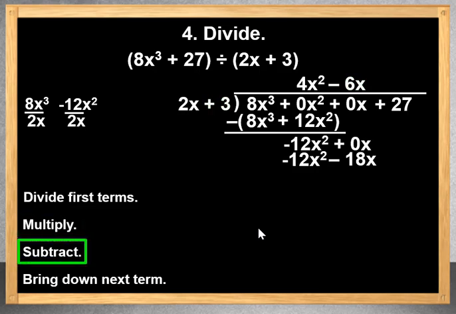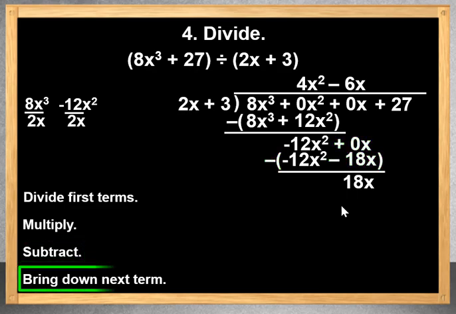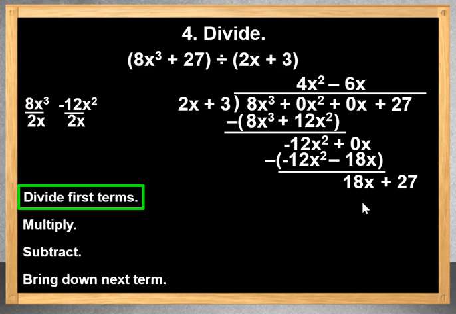Step 3, subtract. When you subtract a negative, that's adding. So negative 12 plus 12 is 0. And then 0 minus minus becomes again plus. 0 plus 18 is 18x. Bring down the next term, 27. One more time, divide again the first terms, 18x divided by 2x. 18 divided by 2 is 9. The x's cancel, so write plus 9 above the 27.